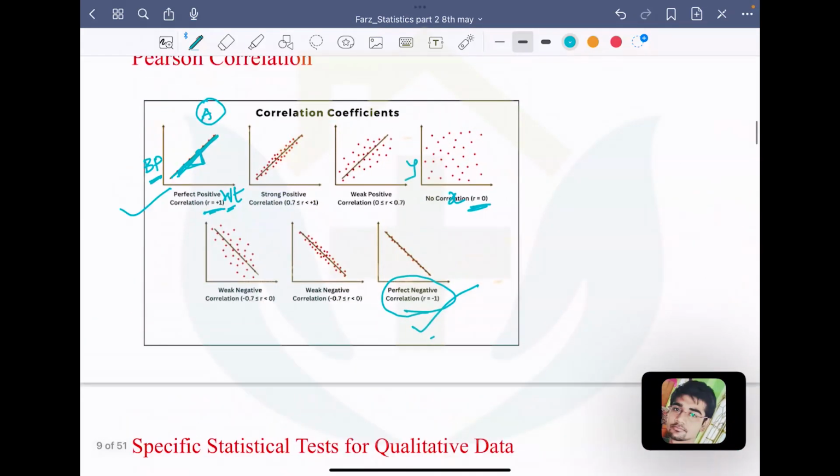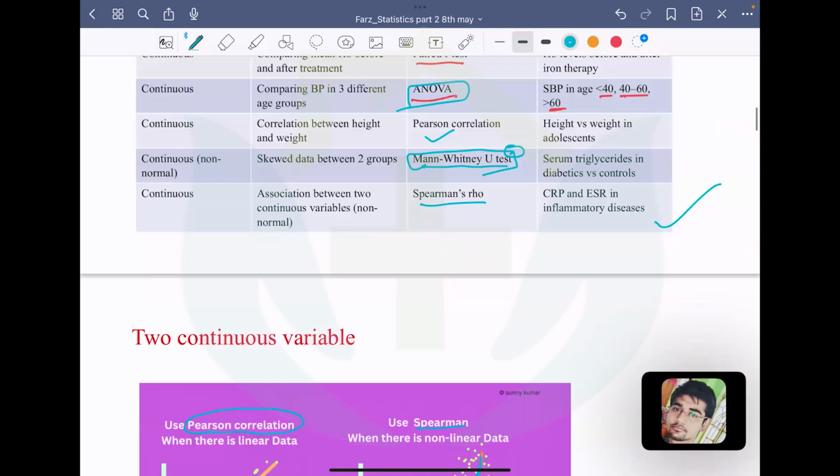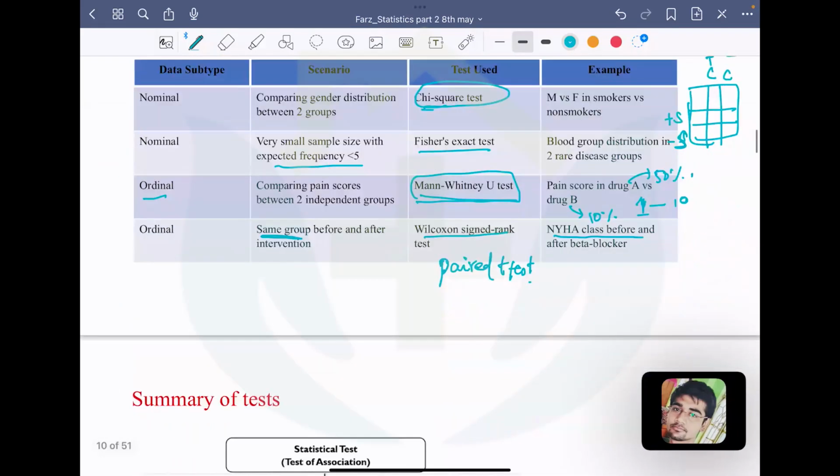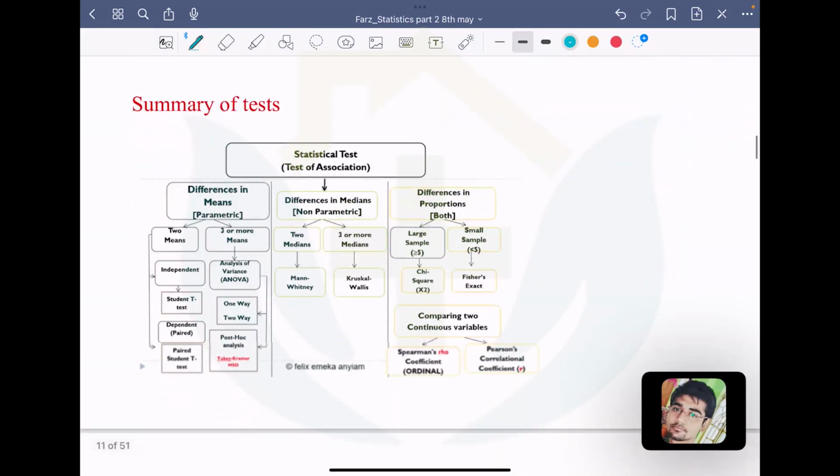These slides will have the tables, this table and the other table. You will definitely get one or two questions for your MRCP. Don't forget, you don't need to remember the formulas, you just remember what test is used where. Okay, so let me summarize what the tests are.